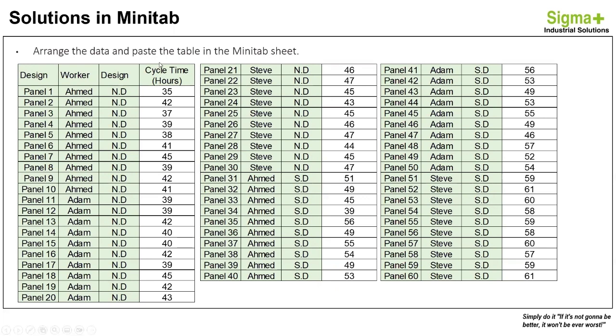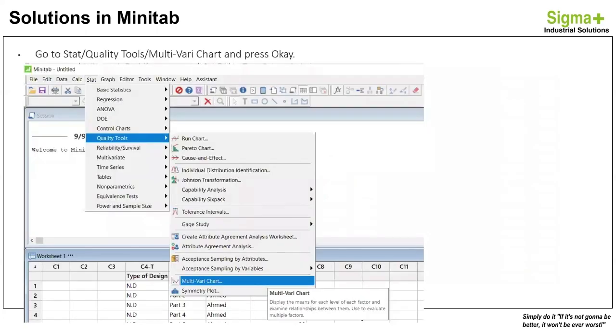So the first thing that we need to do is to arrange the data in a tabulated form. As you can see, we have tabulated the data in four main columns: the design number, or sorry, it's a small mistake, here should be the panel number, and here is the column related to the worker. And then we have the type of the design. Is it a north or a south design? And here is the cycle time consumed by each technician. Okay, now I think we are ready.